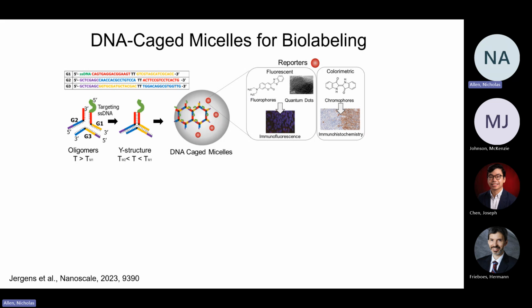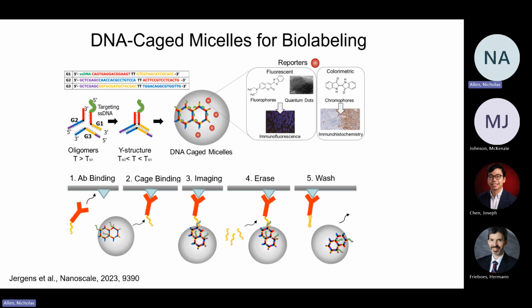The DNA is attracted to the micelle through charge attraction, so DNA is negatively charged because of the phosphate backbone, and the particle is positively charged. So it's going to bind and begin to self-assemble on the surface. And in the interior, we can put either those chromophores that are used for cell labeling in tissue samples, or we can put fluorophores or quantum dots.